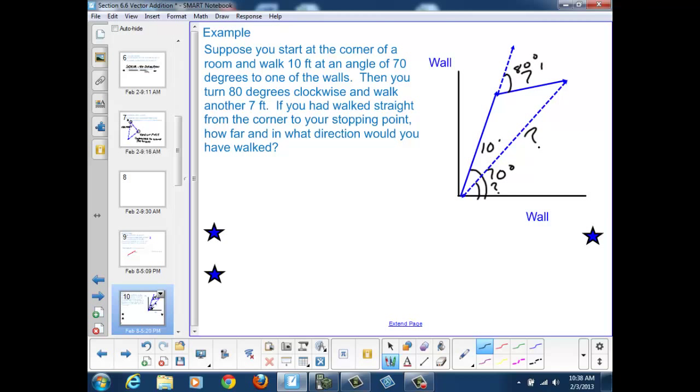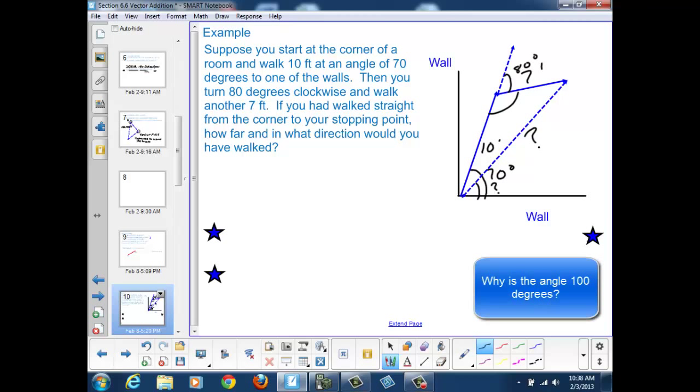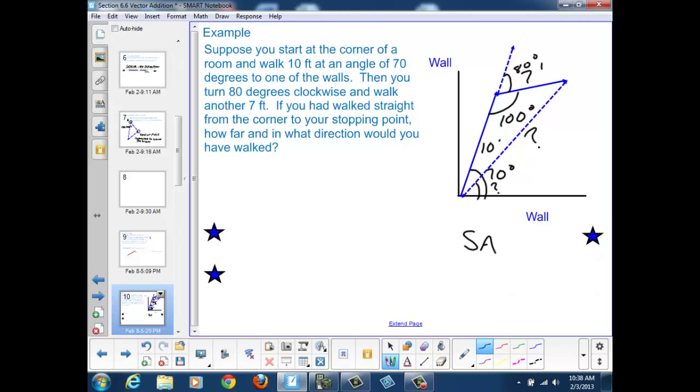To solve, we're going to need a third piece of information, and it looks like we can get that interior angle between the 10-foot and 7-foot. If we look at what we've drawn, we can see that this interior angle is going to be 100 degrees, which gives me an SAS triangle to solve. Well, with an SAS triangle, we can't really use the law of sines because we don't have an angle with its opposite side in any form. So we're going to use the law of cosines and set it up.